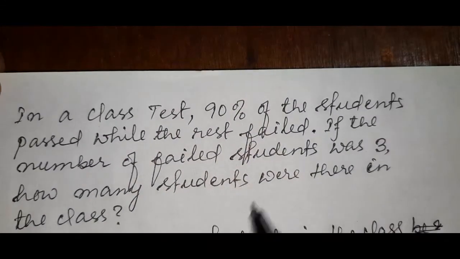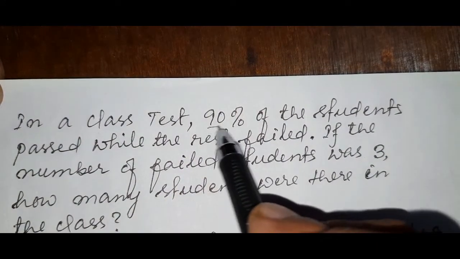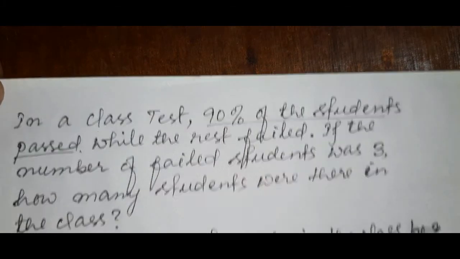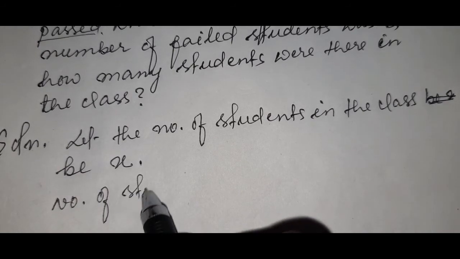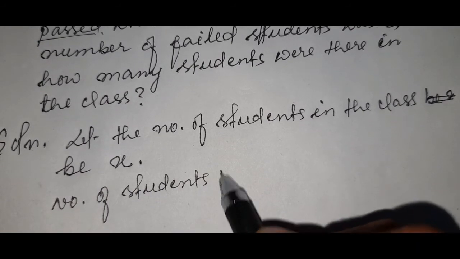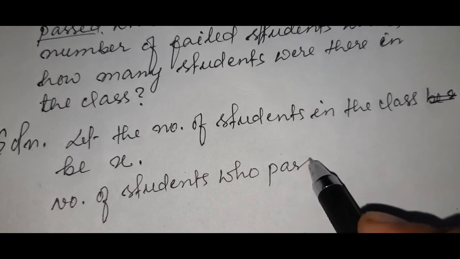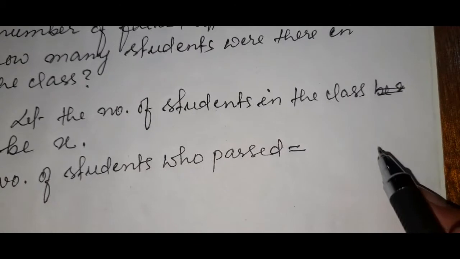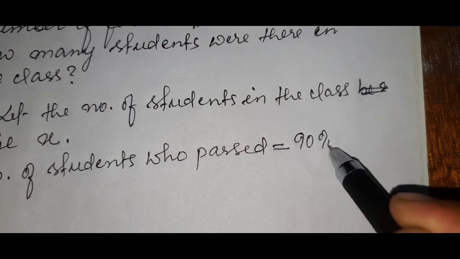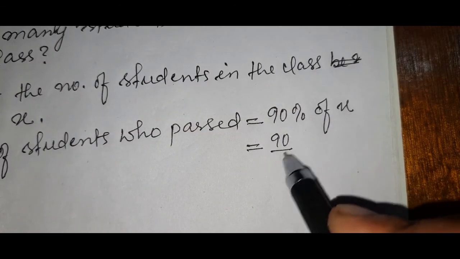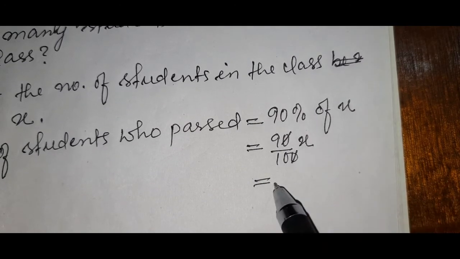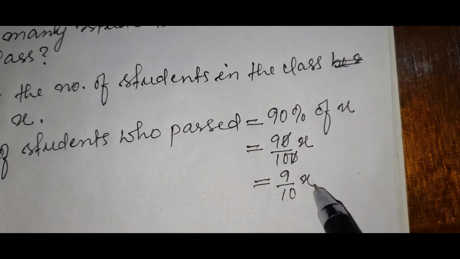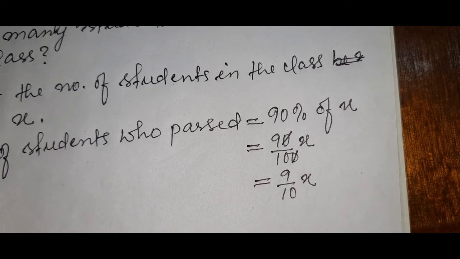So now according to the question, 90% of the students passed. Let's say the number of students who passed is equal to 90% of x, which is nothing but 90 by 100 x. Now you can cut 0 and 0 here, so you get 9 by 10x. So this is the number of students who passed in the examination.